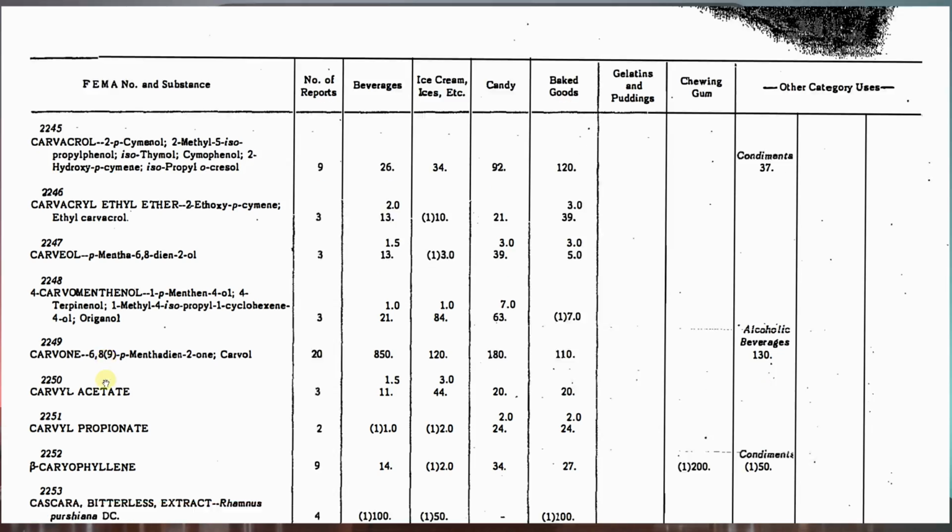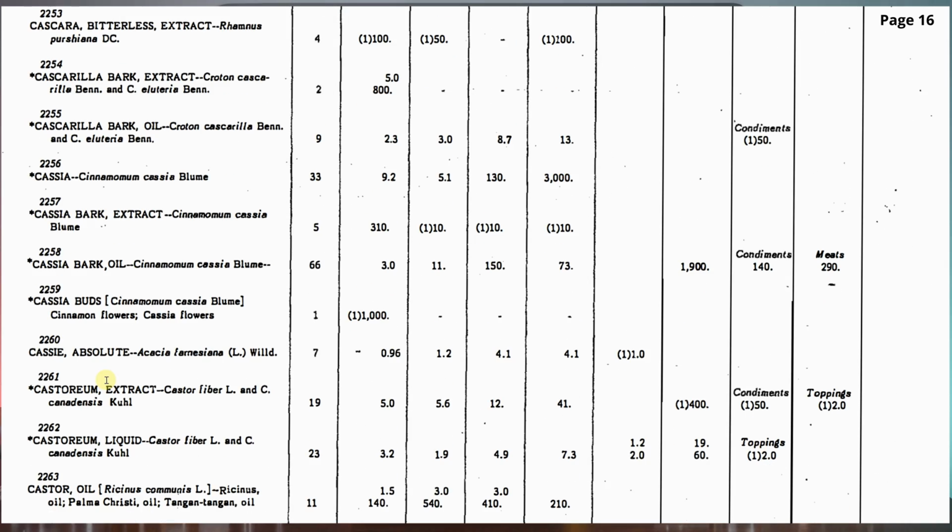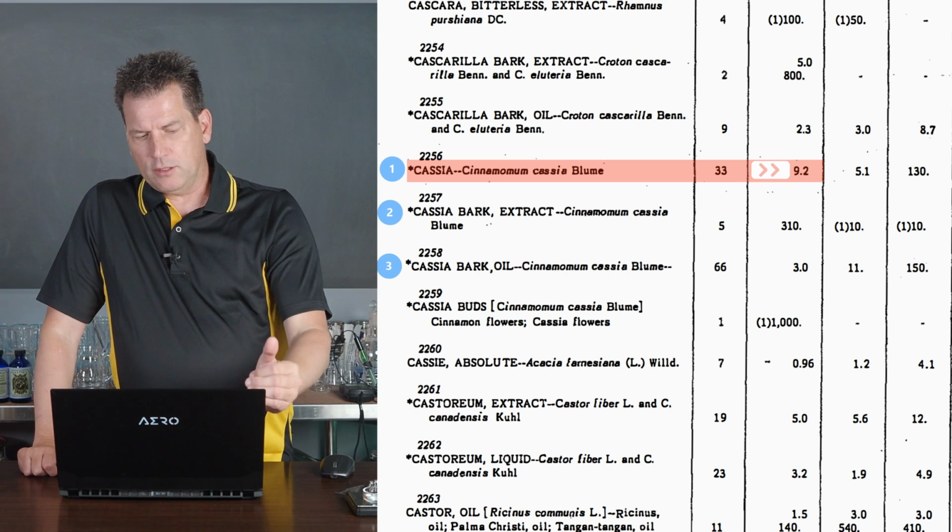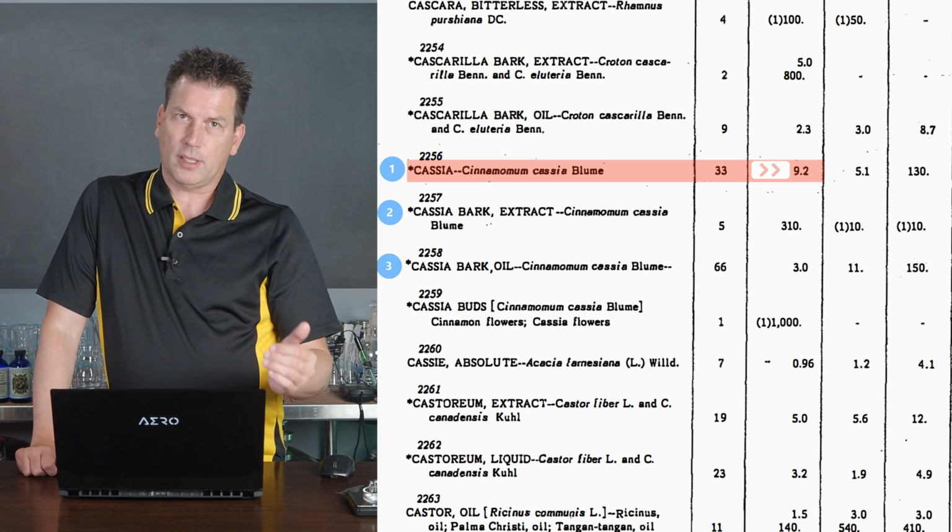So now if you go to page 16, we're going to see cassia. Now there's multiple things for cassia here. There's the bark extract. So when you see cassia, think of a cinnamon stick, not true cinnamon, but the other cinnamon. It's more of a heavy bark as opposed to a papery bark. So you'll see cassia just listed as that, and that's what they're talking about there.